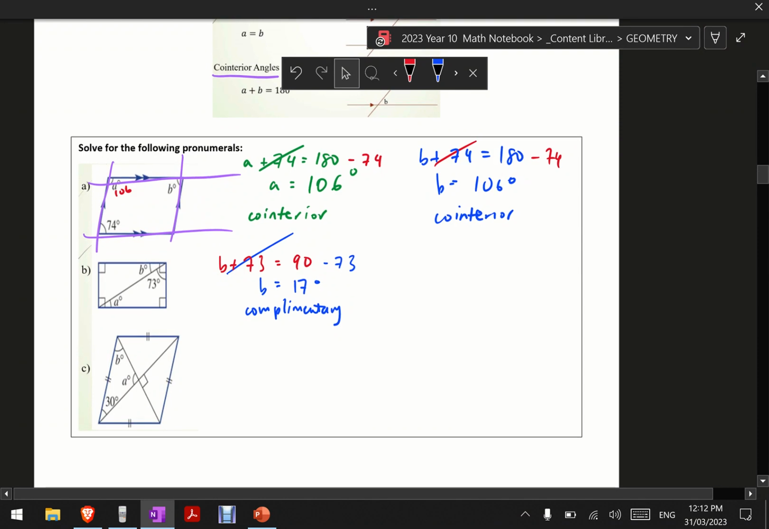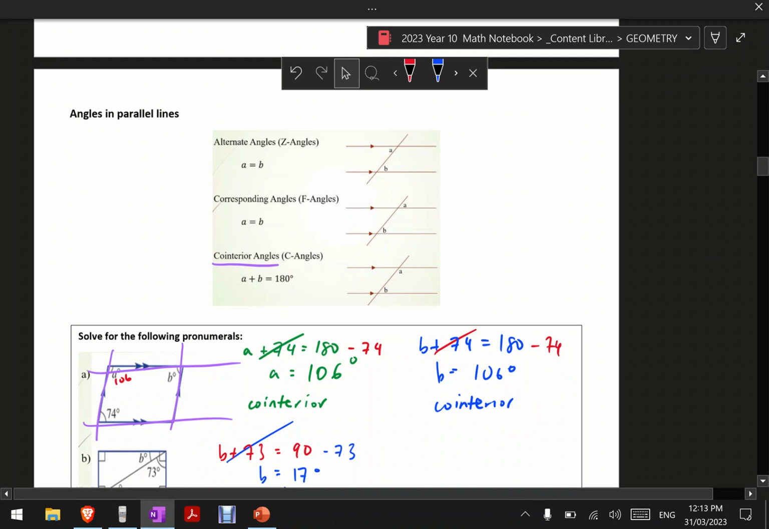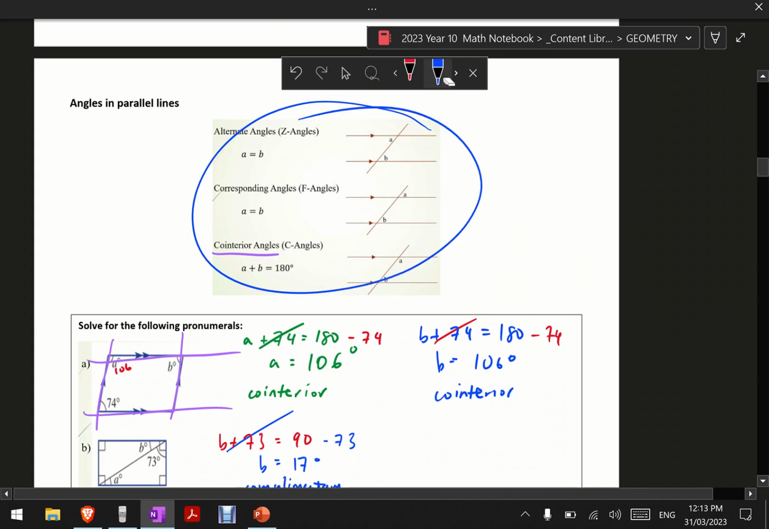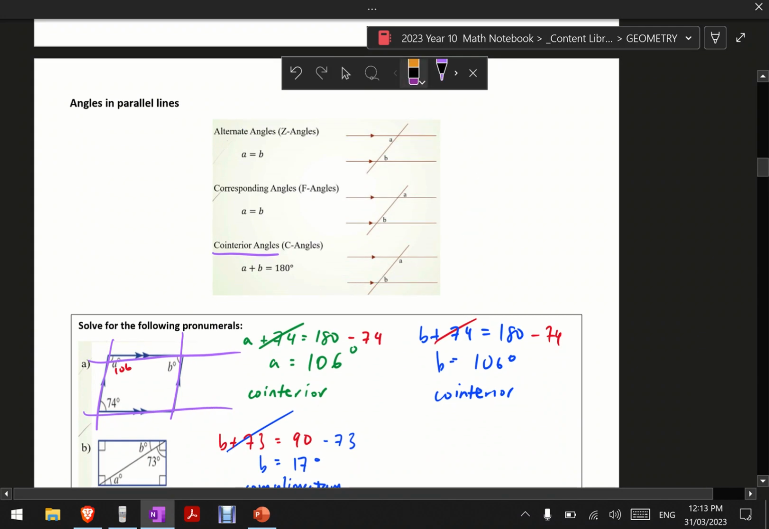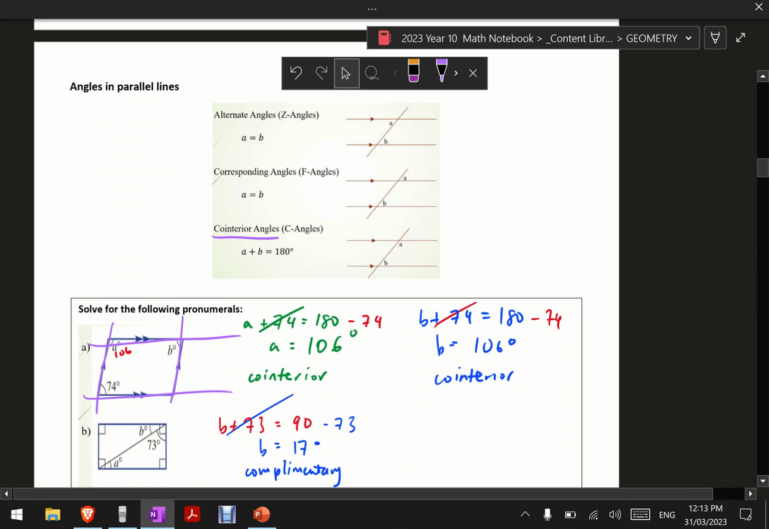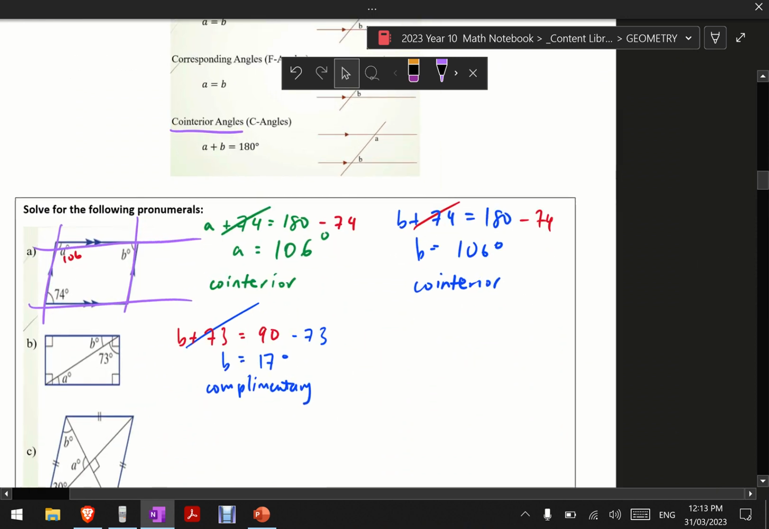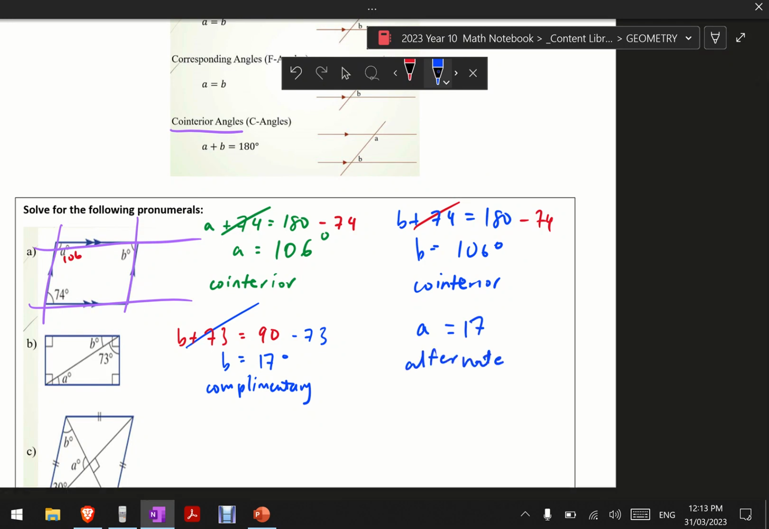Would A also equal 17? Yeah, technically, yeah. Instead of using complementary and supplementary, what would we use out of these ones, Donnie, to prove that A is also 17? Actually, no, we would use alternate. Sorry. So you'd say A is equal to 17, and you'd write alternate. Make sure you use the correct one. You can actually go with different ones.